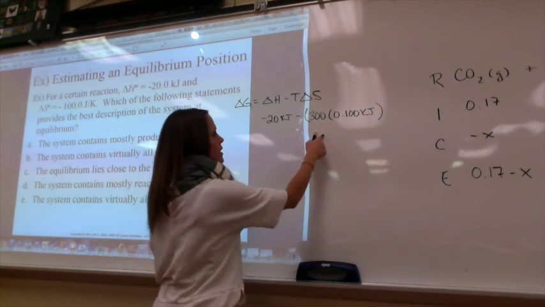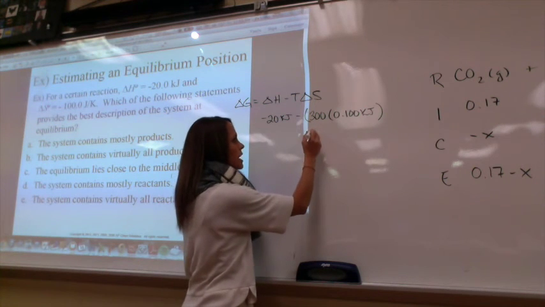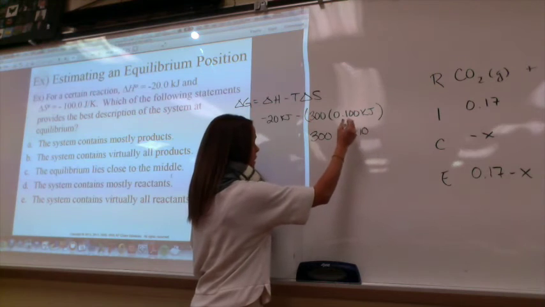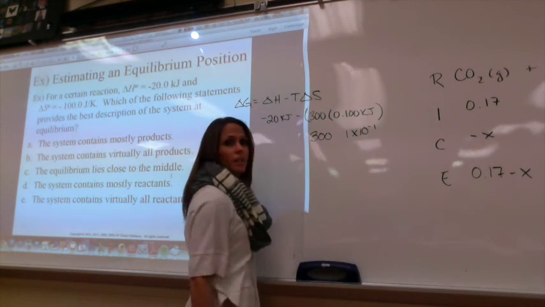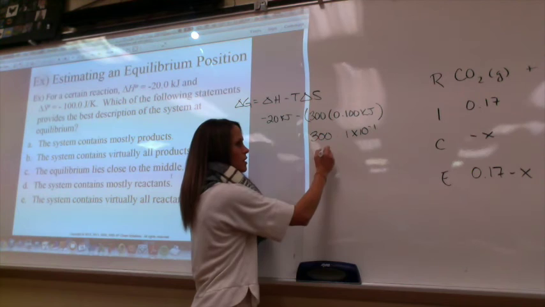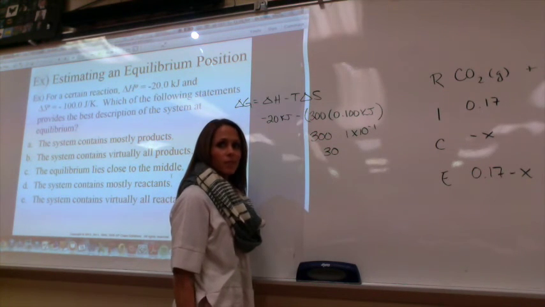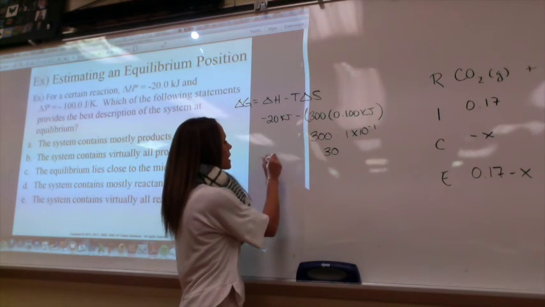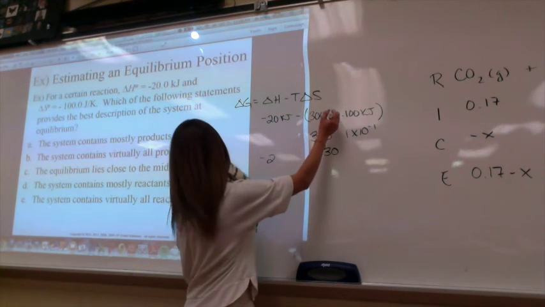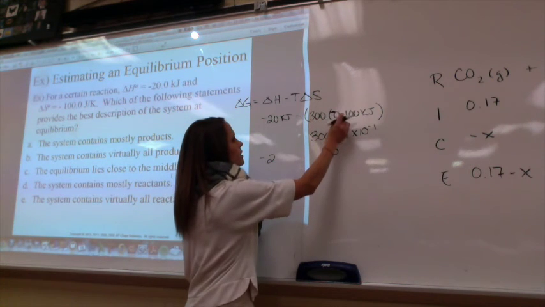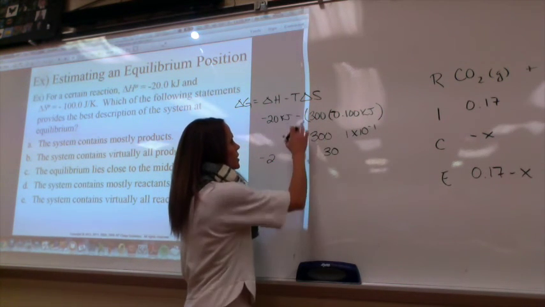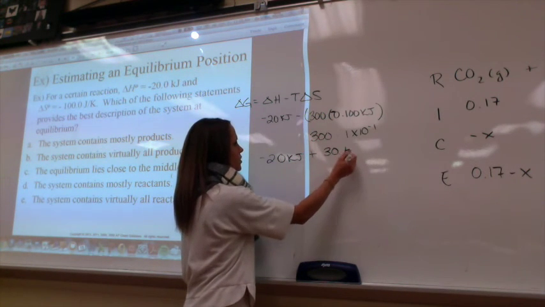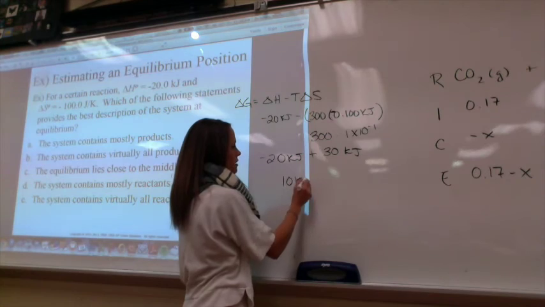So when I go to do this expression, if you're just really bad at math, you just put everything in scientific notation. 300 times 1 times 10 to the negative first is 30, right? So I'm going to put in 30, negative, and then this is negative. I forgot that. I did that before, too. This is a negative 0.1. So negative times a negative is going to give me a positive 30. So this is negative 20 kilojoules plus 30 kilojoules. This gives me 10 kilojoules.